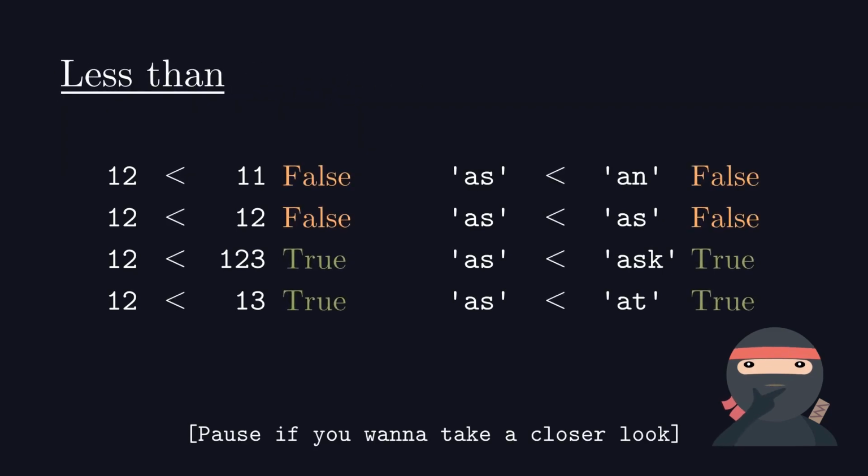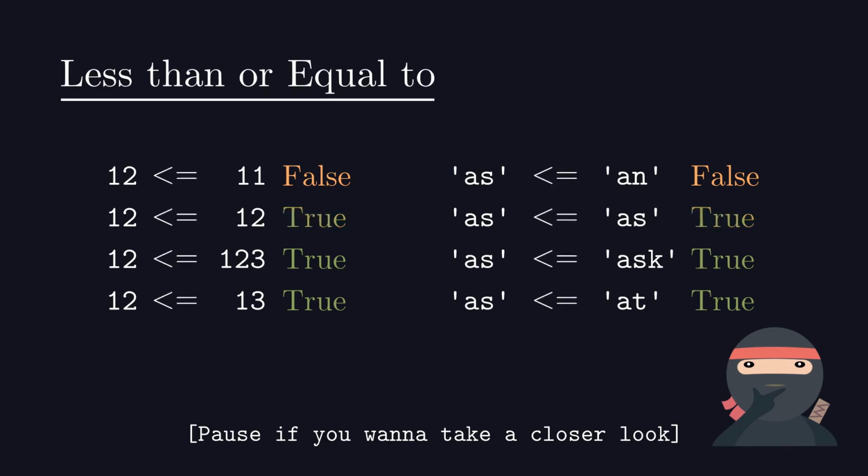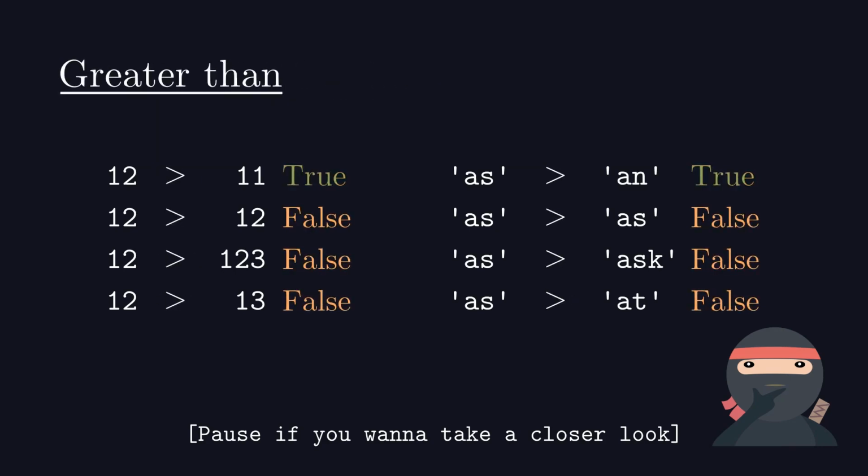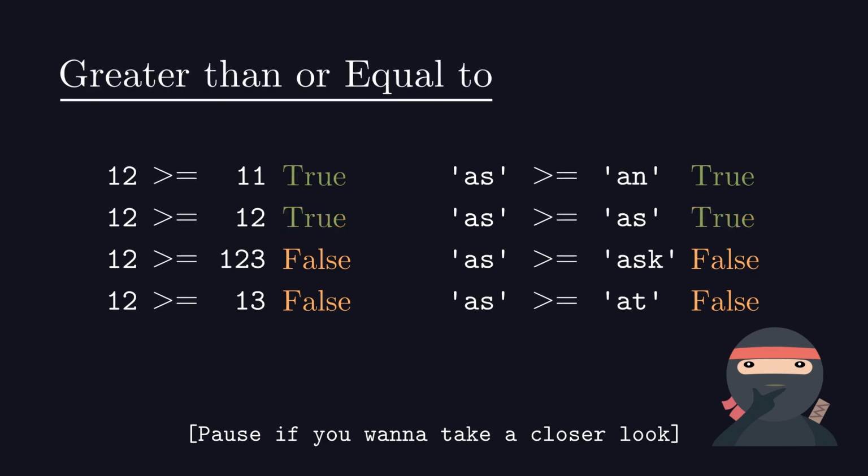A less than operator will only return true if the value on the left side is less than the right. A less than or equal to operator will only return false if the value on the left side is greater than the right. A greater than operator will only return true if the value on the left-hand side is greater than the right. A greater than or equal to operator will only return false if the value on the left side is less than the right.